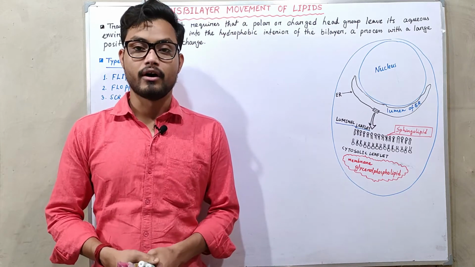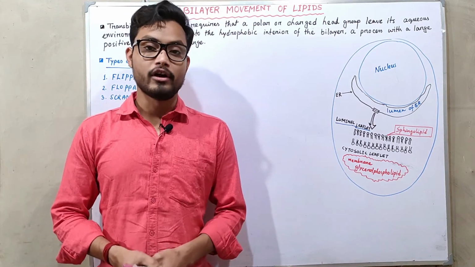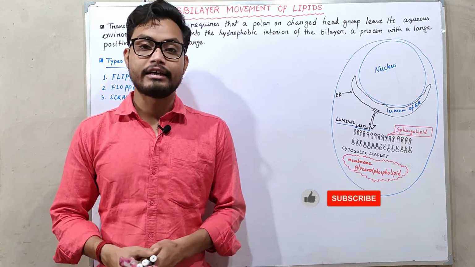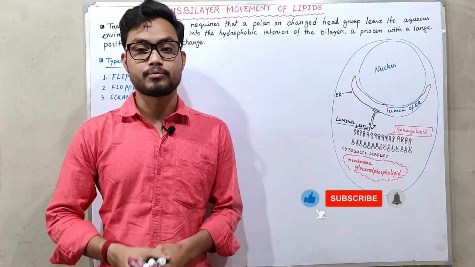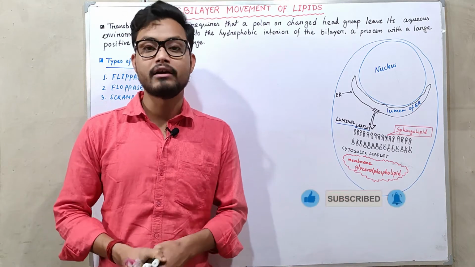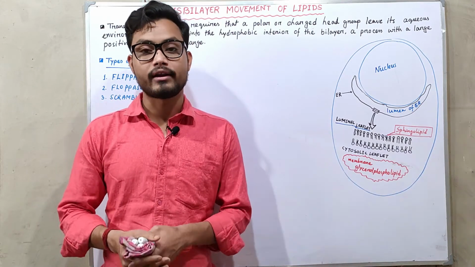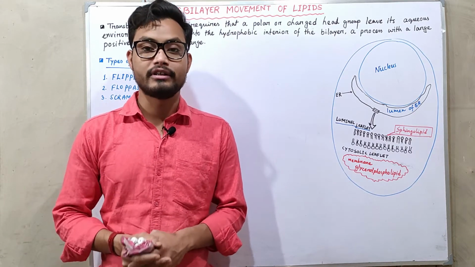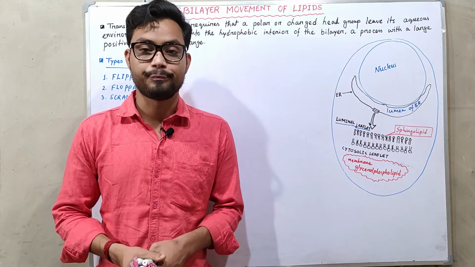Transbilayer movement of lipid molecules involves several enzymes that can catalyze the translocation of phospholipids, sphingolipids and other membrane lipids from one leaflet to another leaflet. And in this process, ATP is needed for this particular translocation.